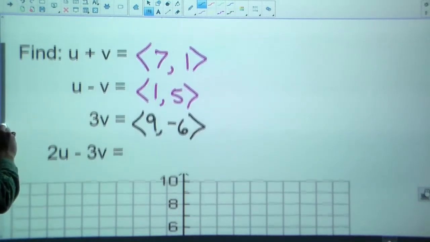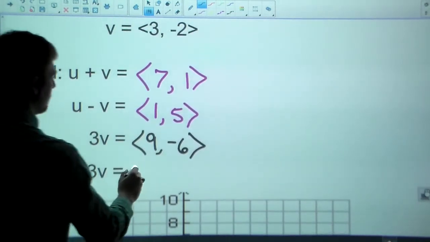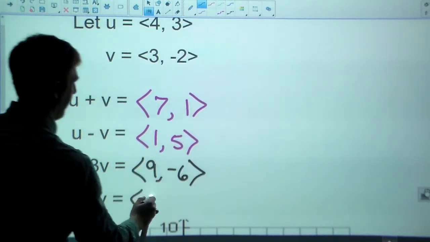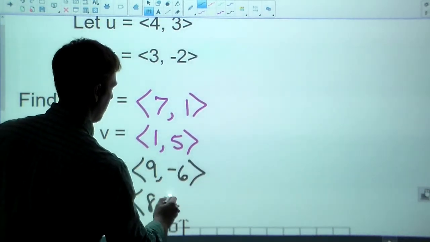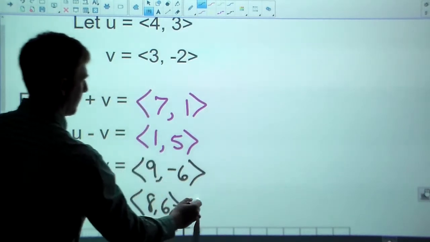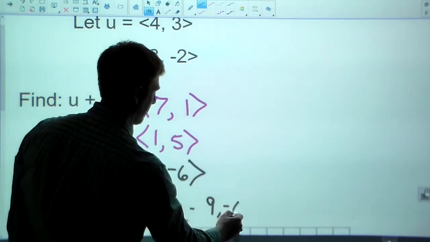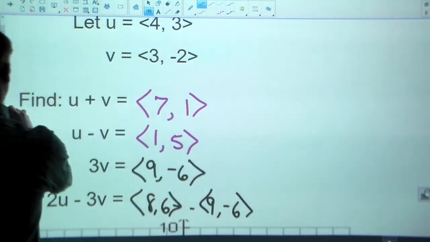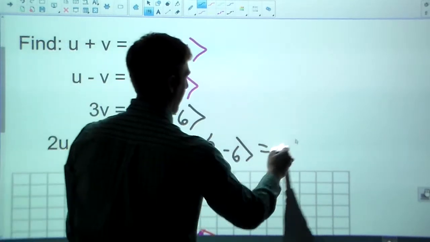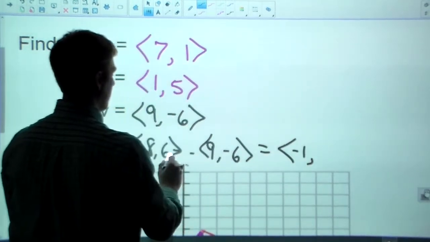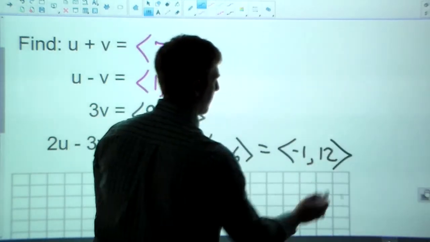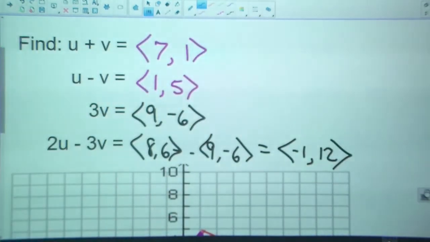And then 2u minus 3v. So I'll do that in a couple of steps. 2u would be 8, 6. And then we're going to subtract from it 3 times v, which I just figured out to be 9, negative 6. So 8 minus 9 is negative 1. 6 minus negative 6 would be 12. And that would be your overall result.